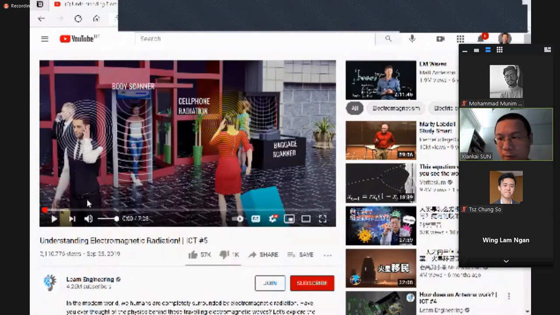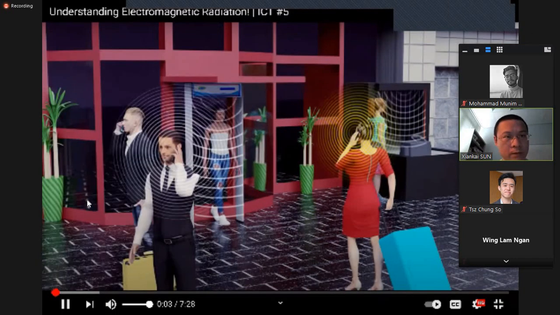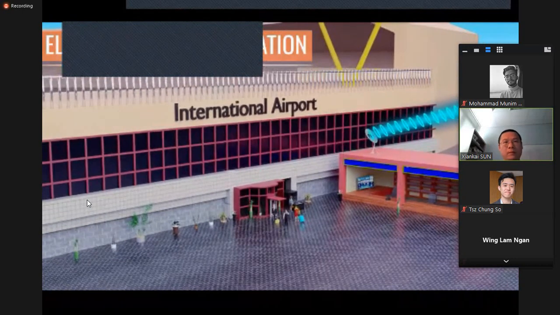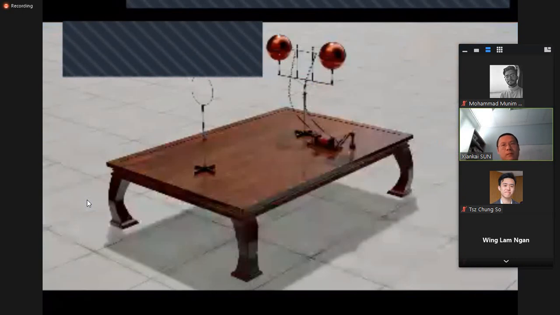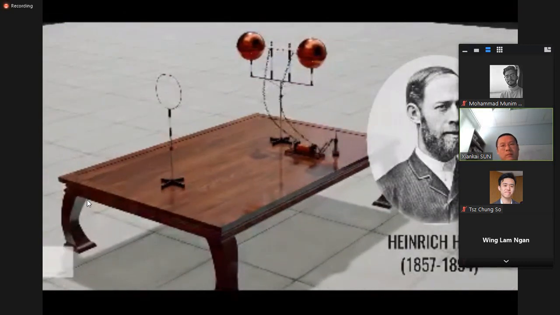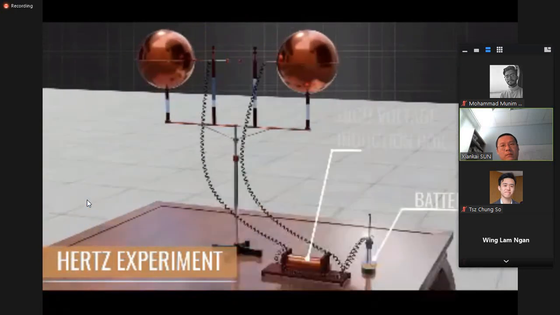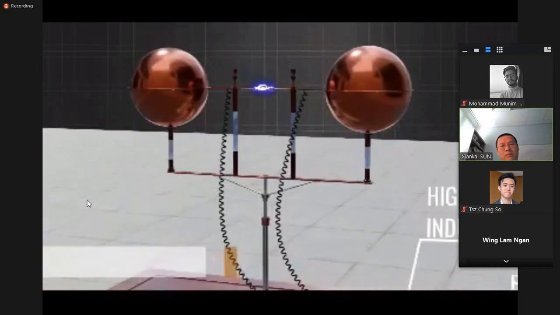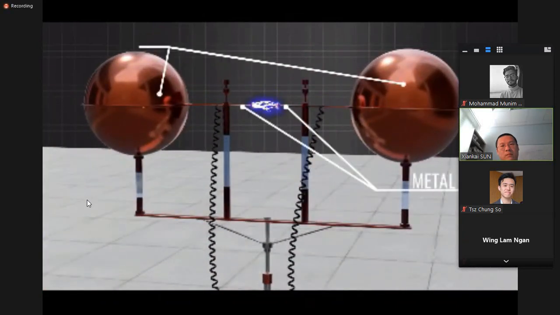In the modern world, we humans are completely surrounded by electromagnetic radiation. Have you ever thought of the physics behind these traveling electromagnetic waves? The great scientist Heinrich Hertz was the first man to transmit and detect electromagnetic waves. In his famous experiment, a high-voltage current was applied to the two ends of two metal wires, which generated a spark in the gap between them.